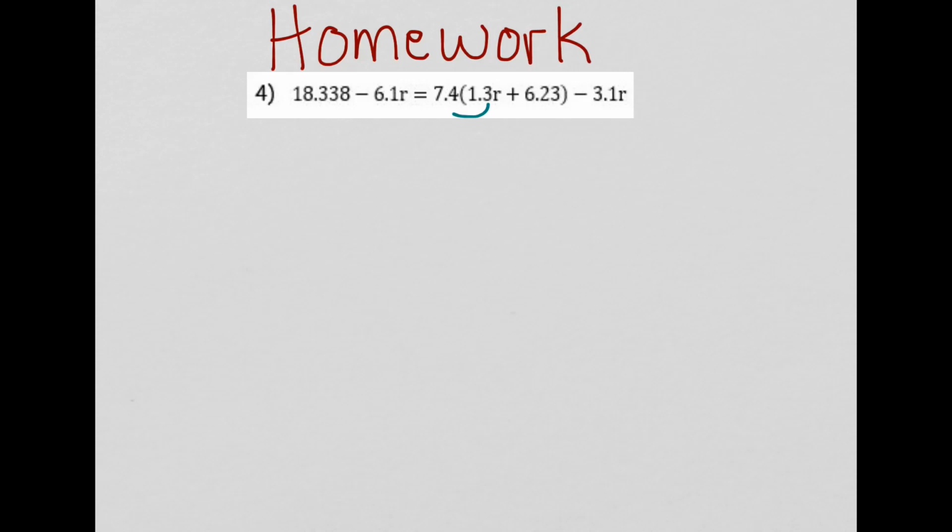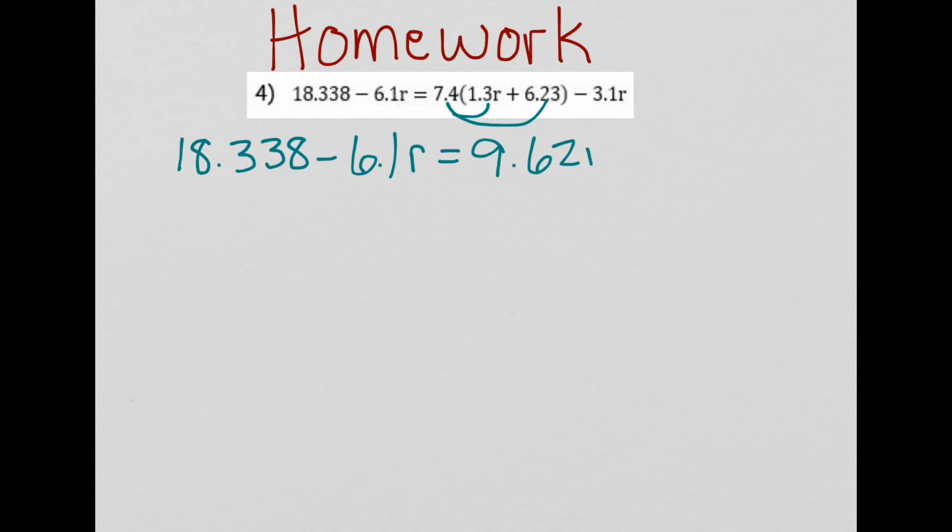Okay, first thing I notice is the need to distribute. So I am just going to recopy this left-hand side. I'm not doing anything over here. Now I'm going to distribute, and I get 9.62R plus 46.102 minus 3.1R. Double check you get the same numbers that I do, because it's easy to mess up with these decimals.